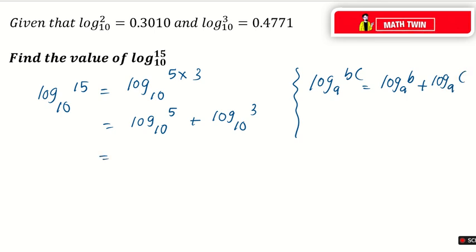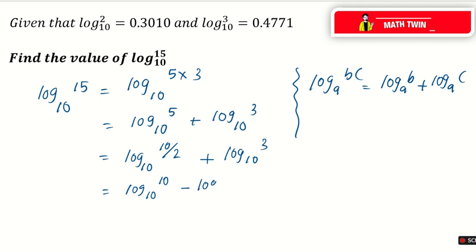Now they have not given the log base 10 of 5. So we need to write it using log base 10 of 2 or 3. But 5 we can write as 10 over 2, and this value we know that we already have now. So log base 10 of 10 over 2 we can write as log 10 of 10 minus log 10 of 2, plus log 10 of 3.